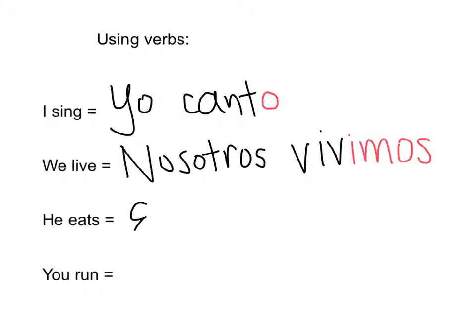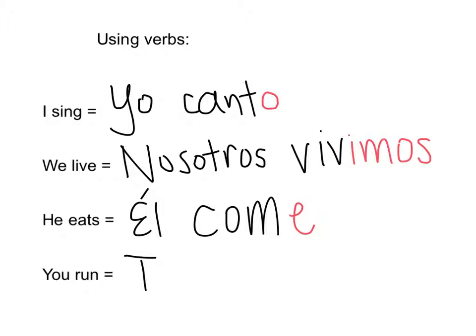Next one, he eats. Él. To eat, comer. Drop the ER. And if it's an ER verb, my correct ending would be: él come. You run. Tú. Correr. Remember, drop my ending. And then the tú form ending for ER verbs, corres. Tú corres.